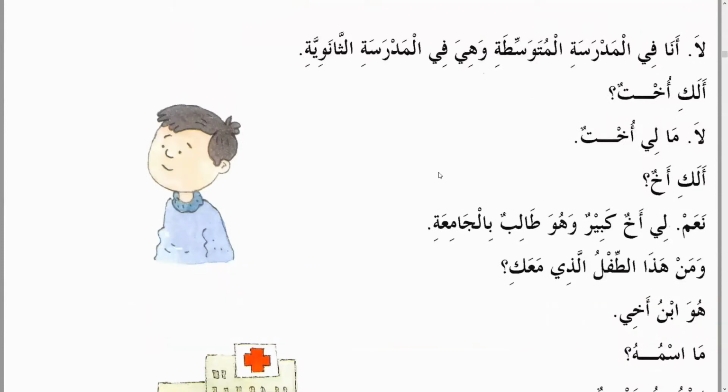We learned that a sentence is formed of three things: ism, fail, and harf. Fail is the verb. What is an ism? Ism is something which has a meaning in itself, and it doesn't have any tense.